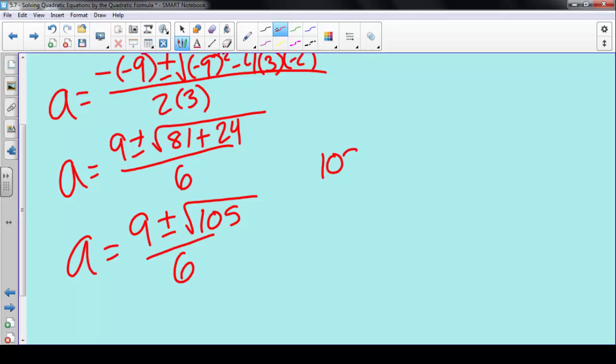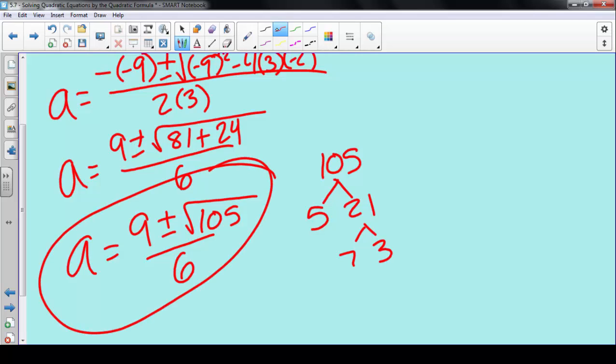105 doesn't reduce down. 5 times 21, which is 7 times 3. So we can leave our answer like that. And that's the quadratic formula.